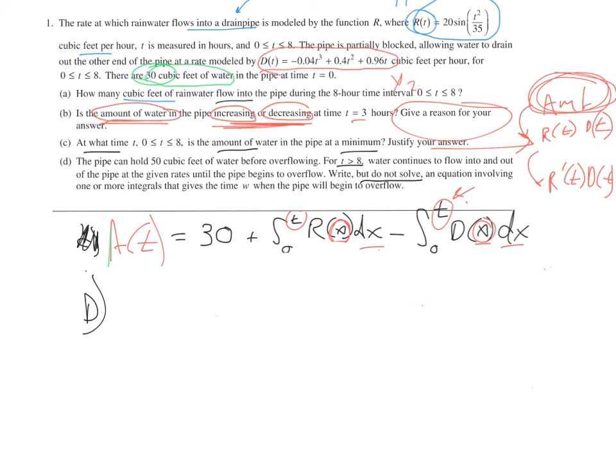Well, let's think about this. The pipe overflows when it's greater than 50, but since it's continuing to go up, I want to see when it equals 50 exactly, because that's where it would cross that line. So 50 has to equal the amount. Well, we already know the amount, don't we? They told us that. The only thing that they changed in here is that they said, hey, we want you to call that specific time W.